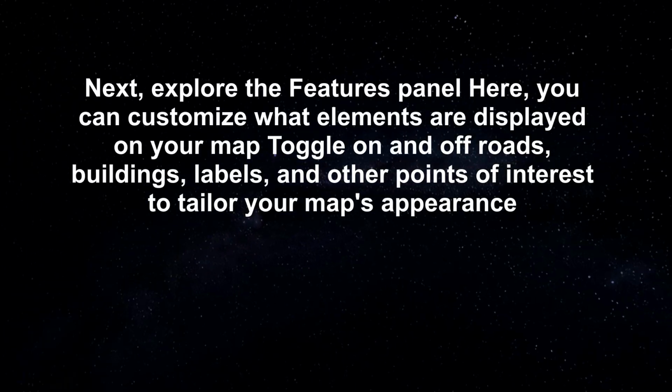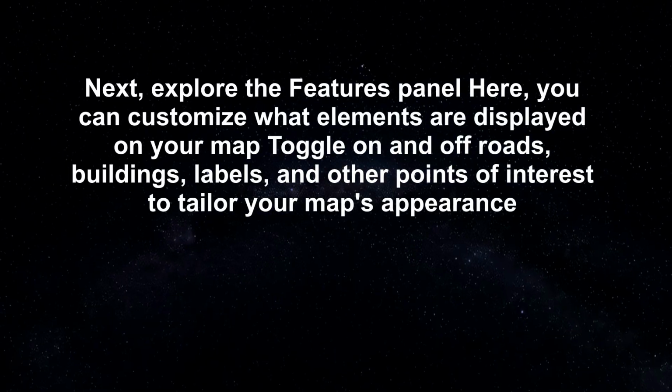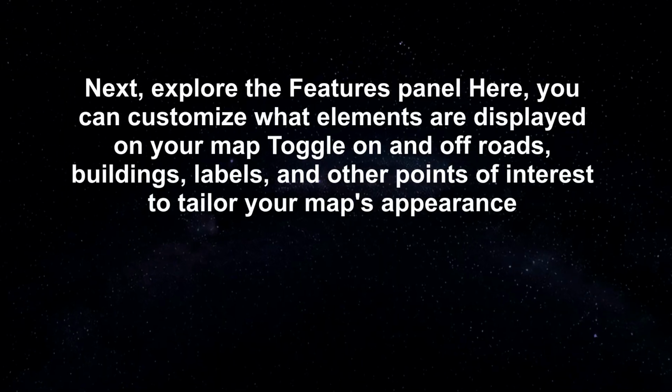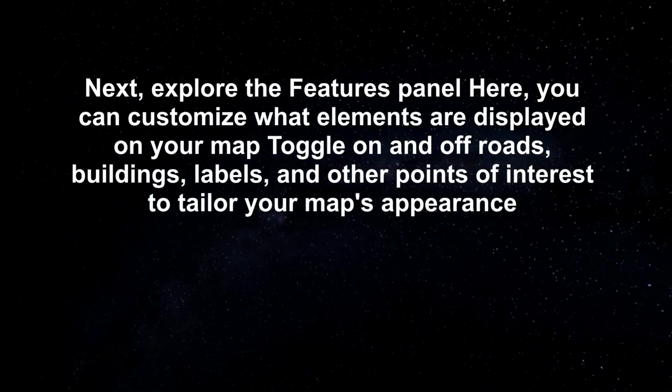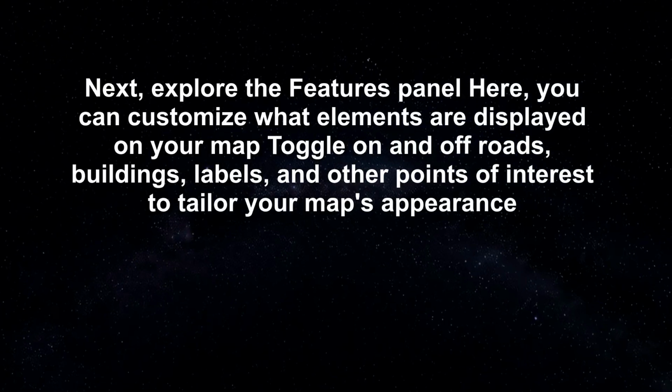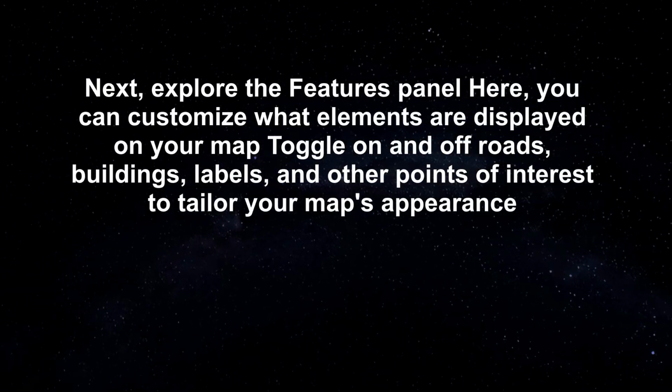Next, explore the Features panel here. You can customize what elements are displayed on your map. Toggle on and off roads, buildings, labels, and other points of interest to tailor your map's appearance.